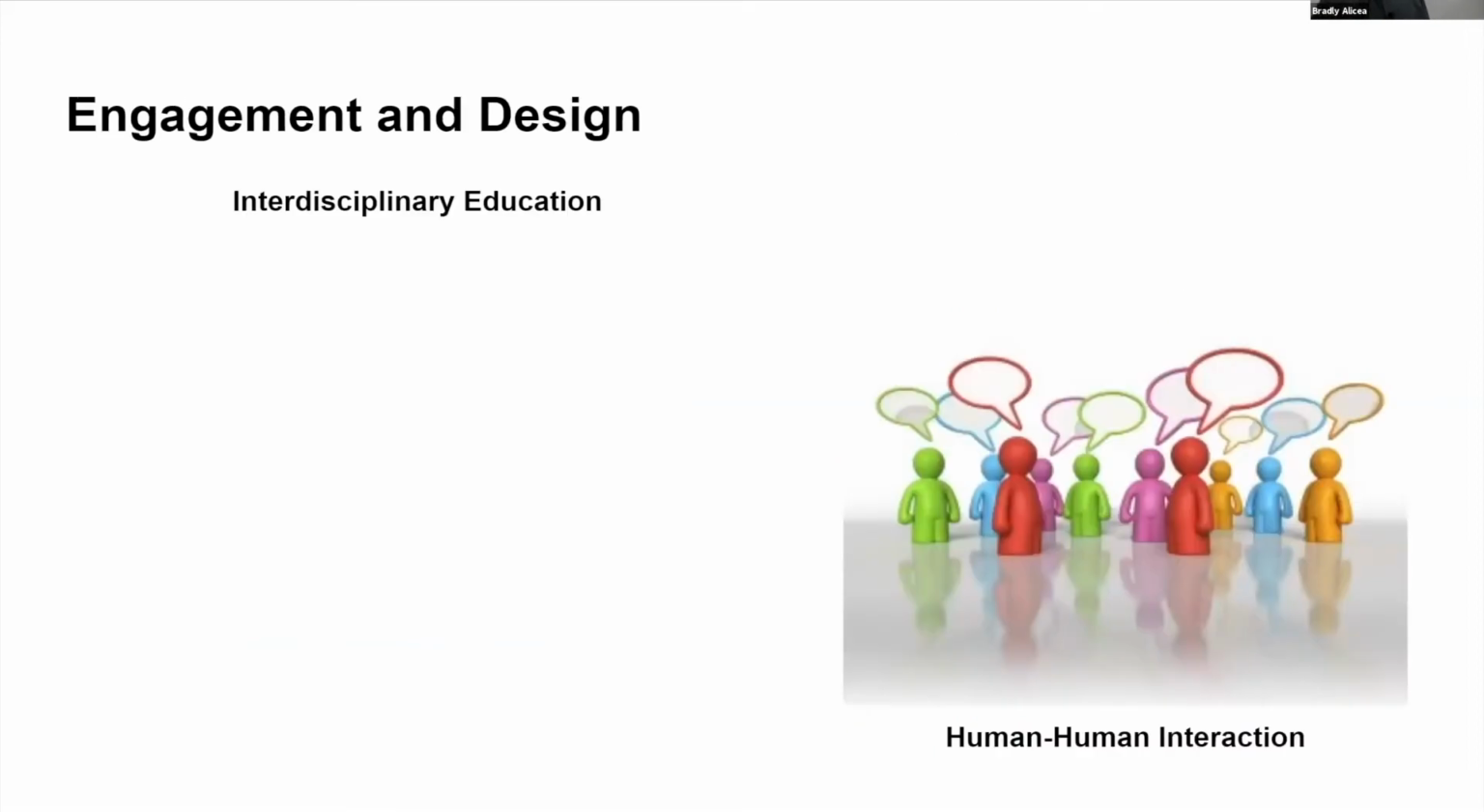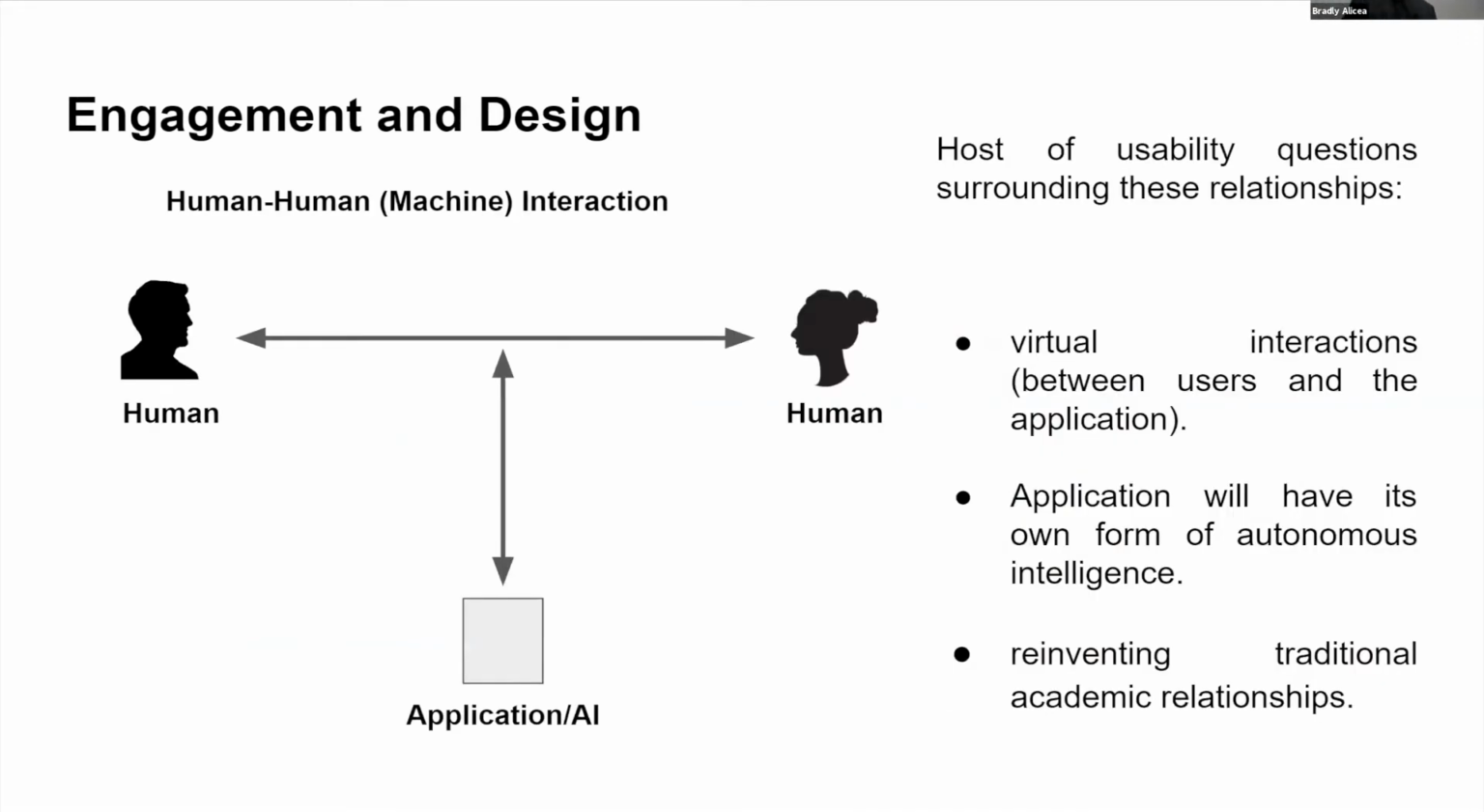The other part of engagement and design is human-AI interaction. And this is where we have humans and AI all interacting. And there are a host of usability questions surrounding these relationships. One of them is virtual interactions between users and applications. These applications will have their own form of autonomous intelligence. And then this allows us to reinvent traditional academic relationships. So we have 2 people maybe in the same department or different departments, and we have an AI application that mediates that relationship, and it improves their life and the way they interact.